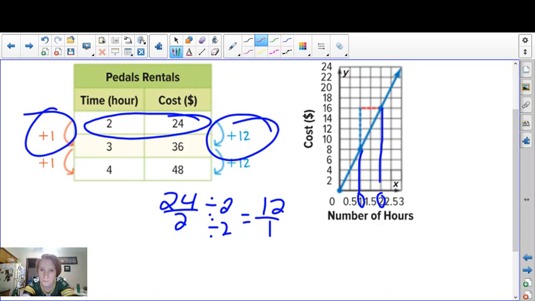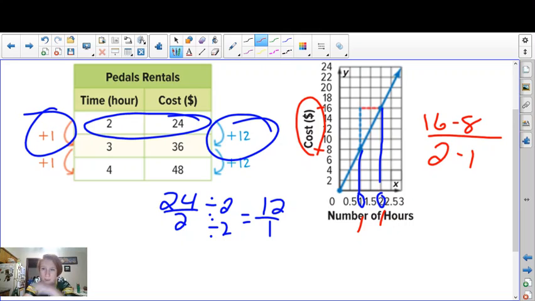I'm going to switch to red. So again, I'm doing cost per hour, so I have to do the change of my cost. I originally end at 16, but I originally started at 8. So 16 minus 8 over the hours. I ended at 2 and I started at 1, so 2 minus 1. 16 minus 8 is 8. 2 minus 1 is 1, so I get $8 per hour.